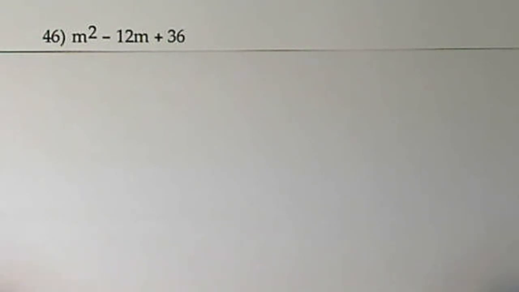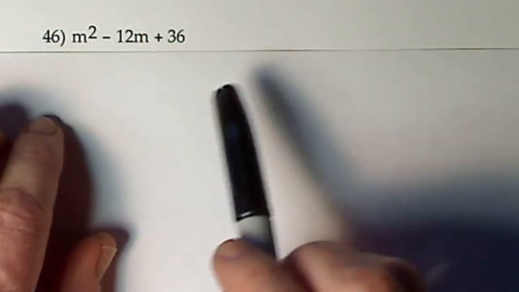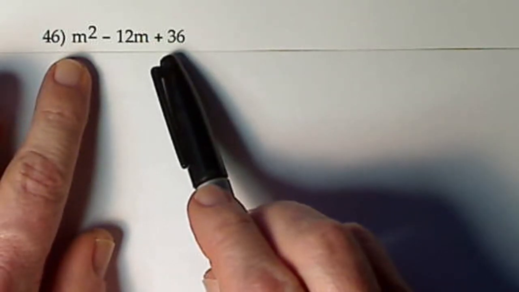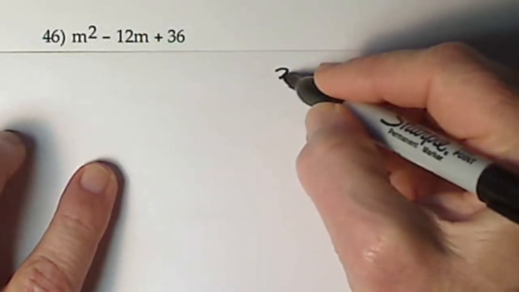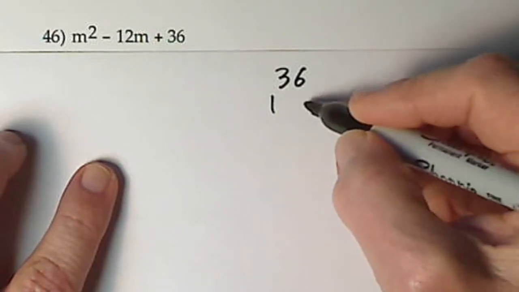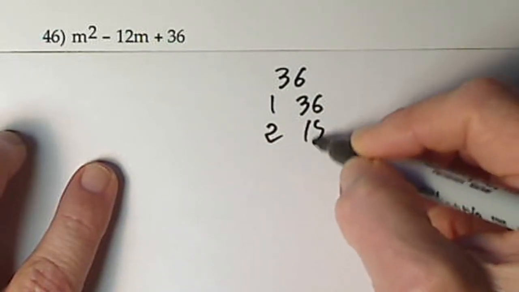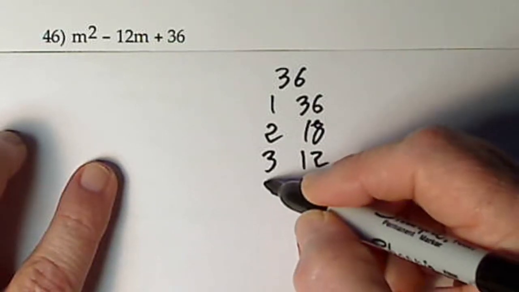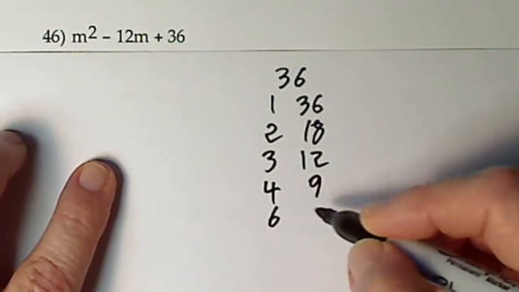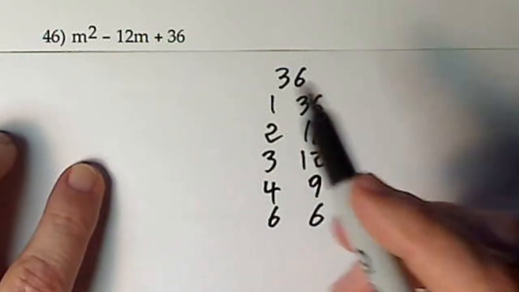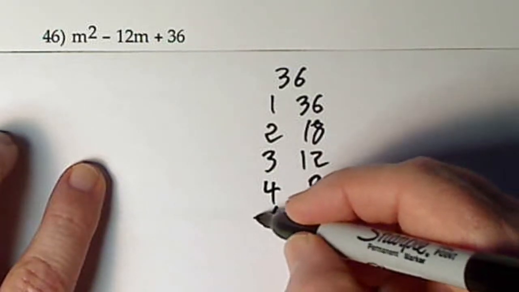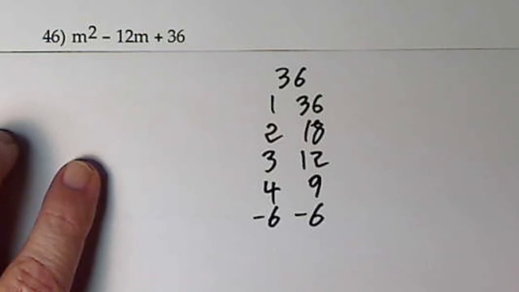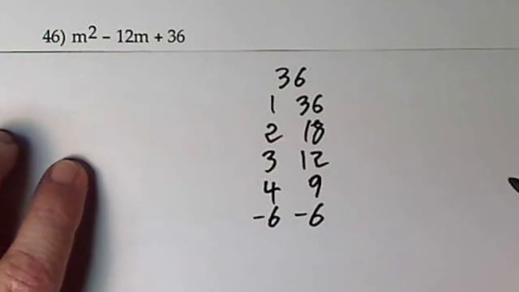To start out, if you can't just see what's going on, let's just say we'll proceed as if we were just trying to factor this, okay? There's nothing in front of m squared, so you grab your 36, list all the factors: 2 and 18, 3 and 12, 4 and 9, 6 and 6. Notice I'm looking for a sum of negative 12, so each term must be negative, and in fact negative 6 and negative 6 will add up to give me a negative 12.